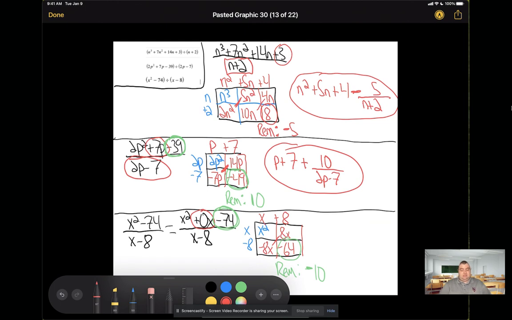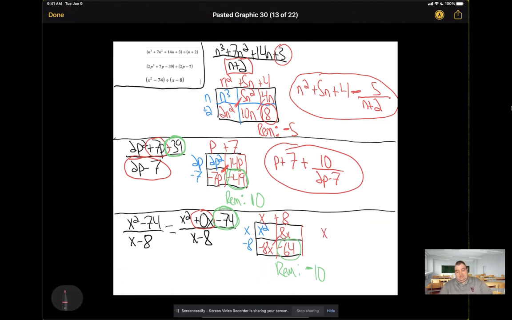So my final answer is going to be x plus 8. And then once again, I'm going to write it as an extra fractional term. So it's going to be minus 10. Why minus? Because the remainder was negative. So minus 10 goes in the numerator, and the original denominator, which is x minus 8, goes in the denominator. So my final answer is this right here: x plus 8 minus 10 over x minus 8.